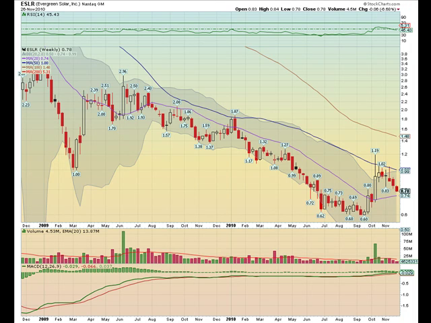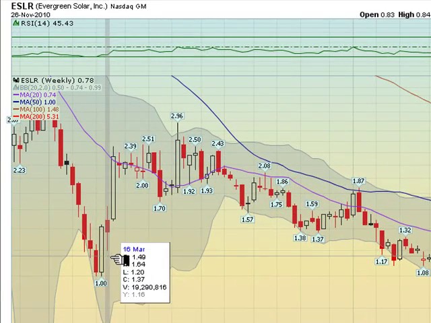Today we're looking at ESLR for November 26th, 2010. We're looking at a 2-year chart. Each candle is 1 week in trading length, so this is a nice long-term perspective of this particular security.